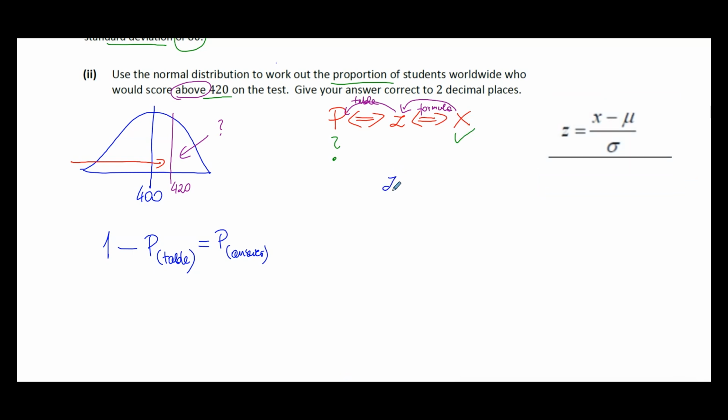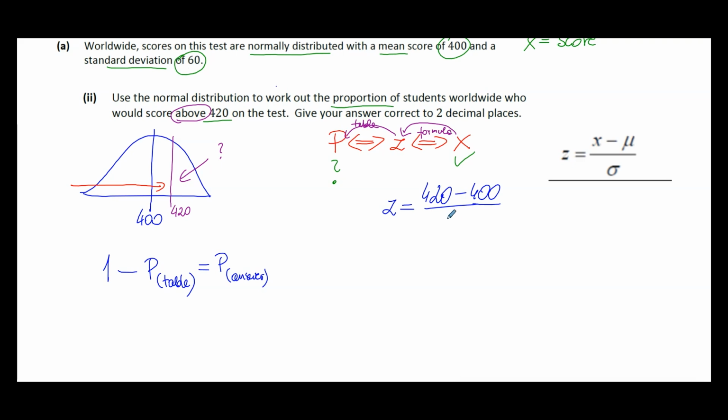So that means z is equal to what? That's the data that is given to us, 420, minus the mean, which is 400, divided by the standard deviation. In our case, that standard deviation was 60. So we put that in the calculator, we press equal, and we get 0.333.